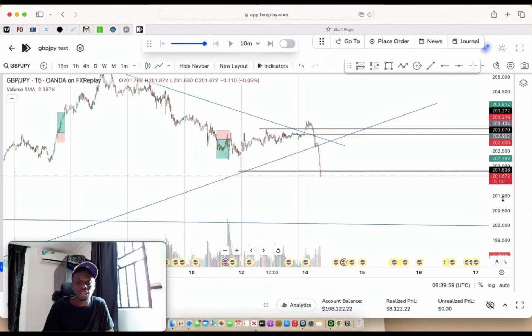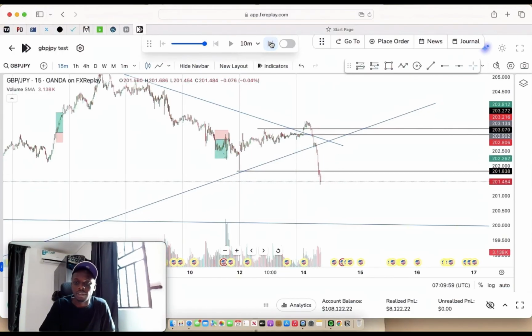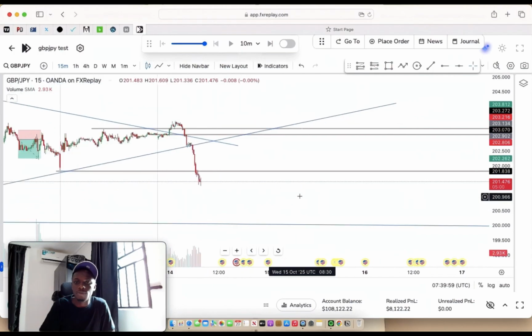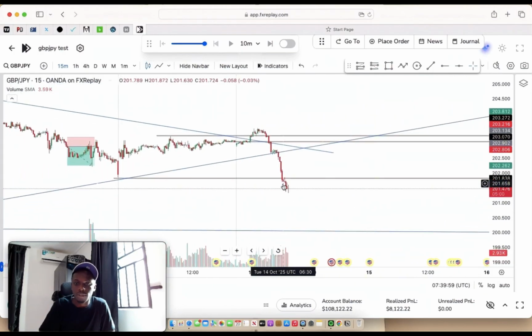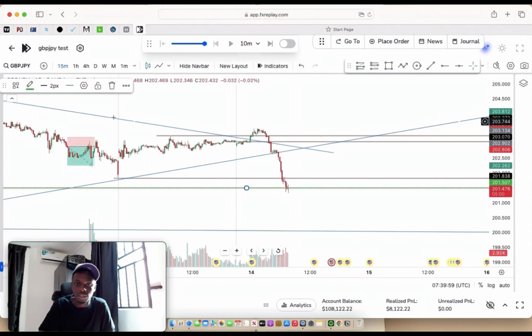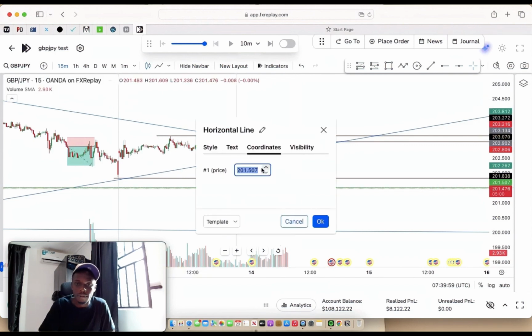You understand? So 1, 2, 3, 4, break. Then let's see what we get. Still extended. It's 7 a.m. by the way. Let's look for key levels. I'll just watch what it will do there. Not chase it.